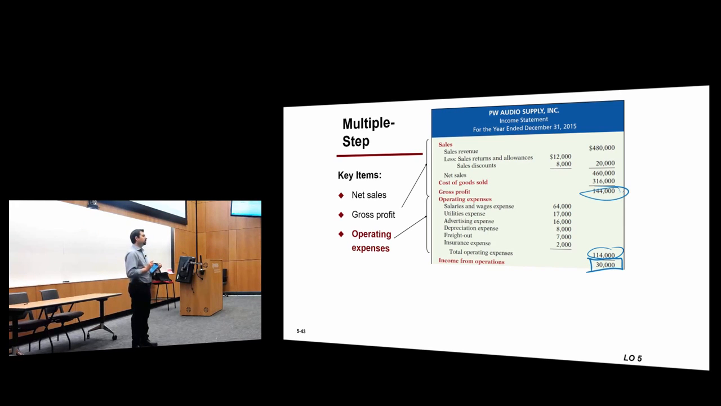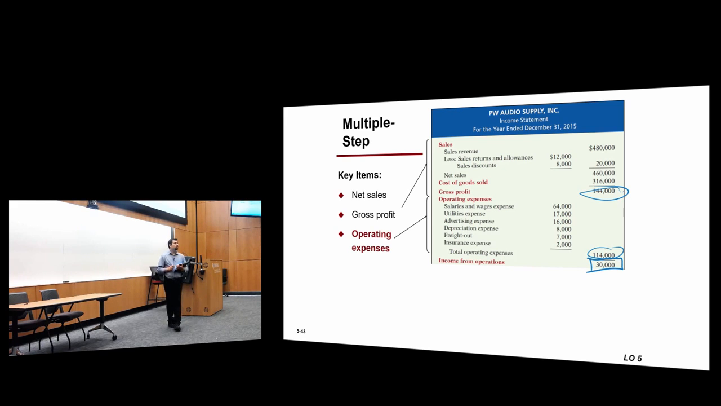Income from operations. Sometimes they also call it operating income. So it's called the same thing, operating income or income from operations. But that's not the end of the story. That's not your net income. You still have other revenues and other expenses.